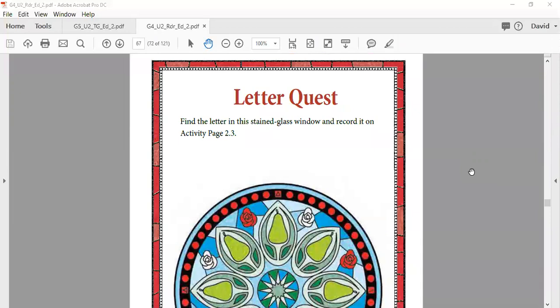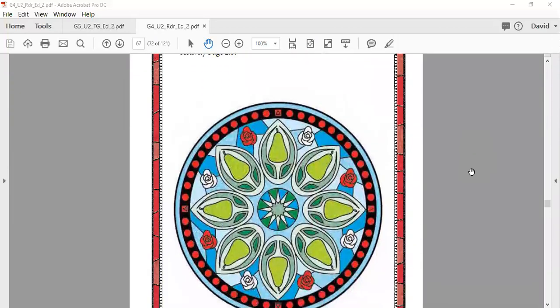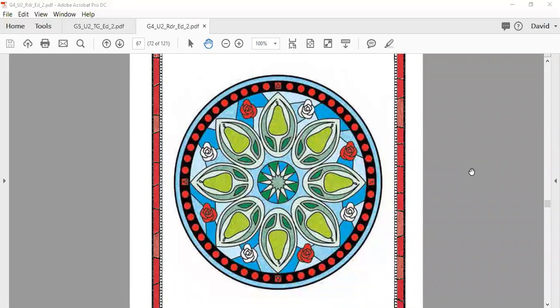Now, letter quest. Find the letter in the stained glass window and record it on activity page 2.3.